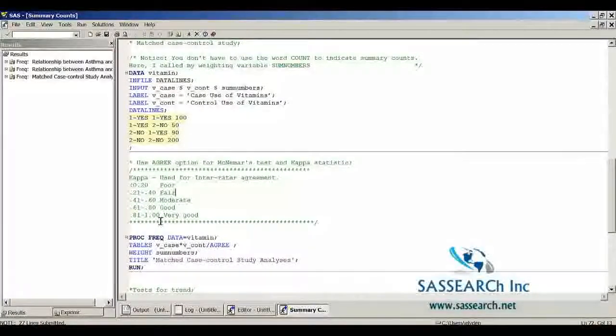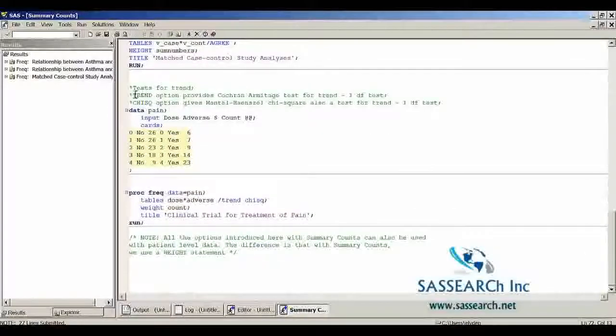0.81 to 1.00 is going to suggest very good agreement. So the kappa statistic is often used when we're interested in inter-rater agreement. For example, if you have two different raters looking at microscope slides, how well do they agree with each other? That would be the normal situation where you might be interested in calculating a kappa statistic.